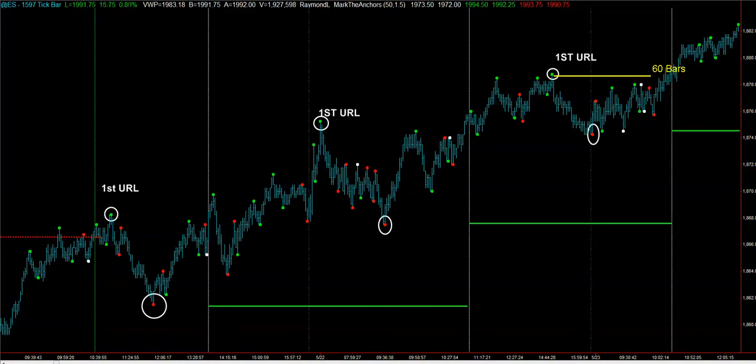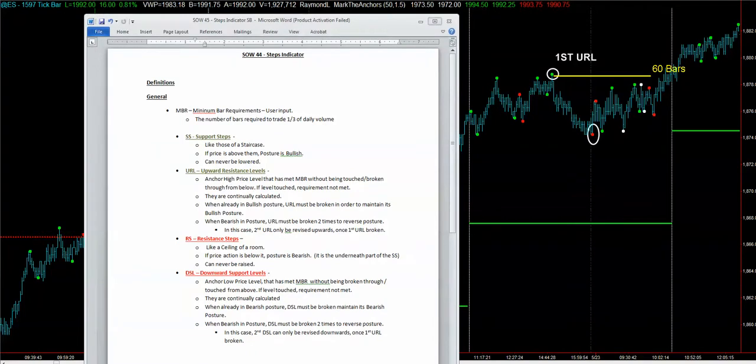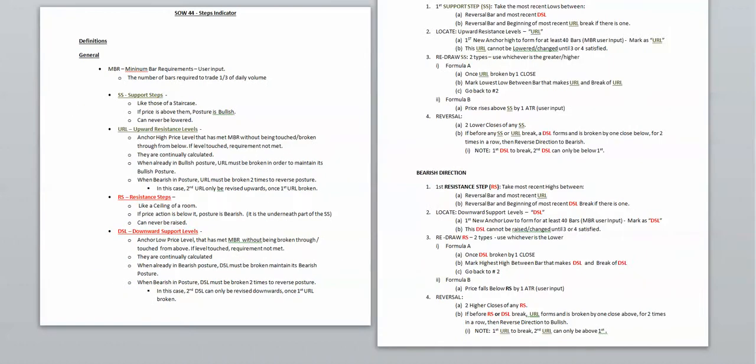I'm now going to start looking at the instruction. Up until now, I was just basically going through explaining what these were: support steps, upper resistance levels, resistance steps, and downward support levels, and explaining this part of it here. That's what I was explaining.